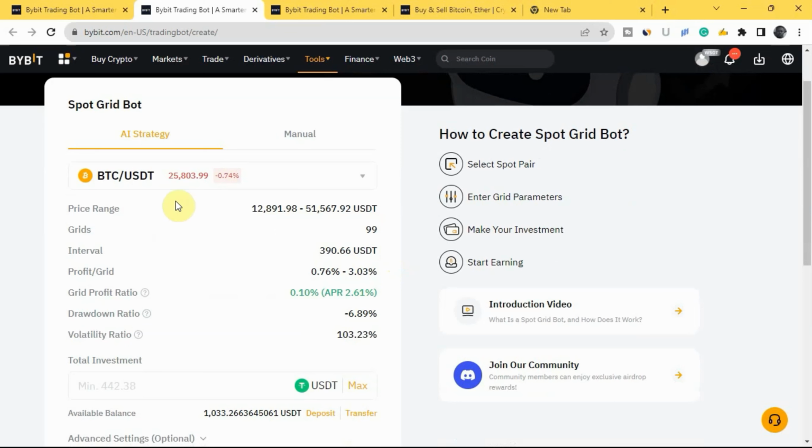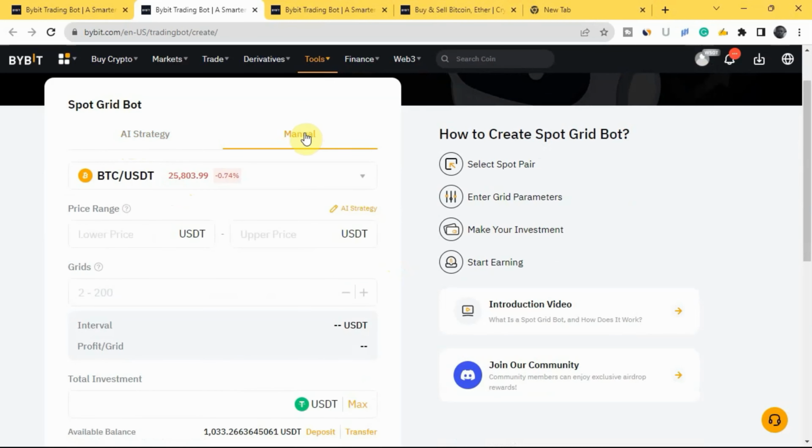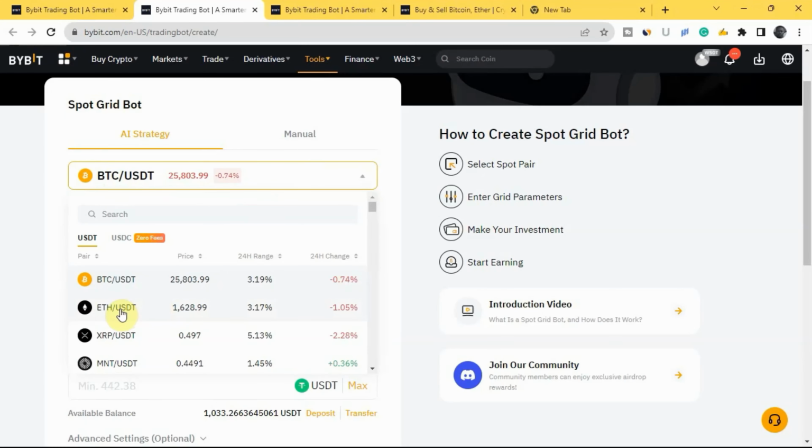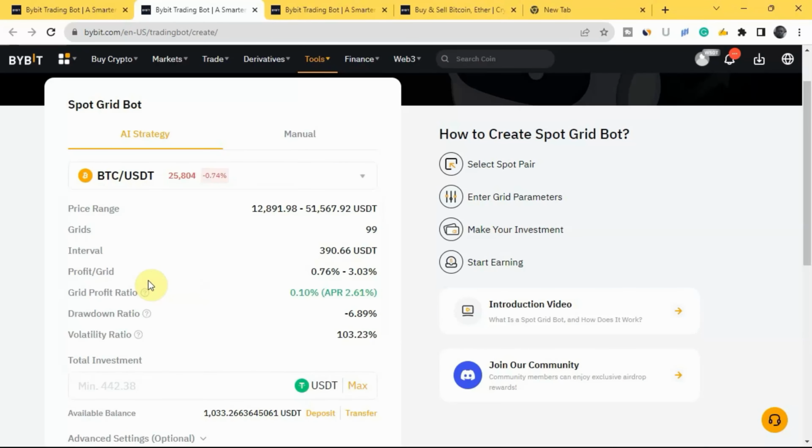Now let me show you how you can set all of these details so you can understand better. Right here on the screen, there are two ways you can set your sports grid bot. You can set it using the AI strategy, or you can set it manually. Using the AI strategy means that it is AI that will set all the details for you. You don't need to set anything. You just need to pick the amount you want to use to trade and the crypto you want to trade. For example, you can pick it where you have BTC USDT. You can change it right here to another crypto, but let's leave it as BTC USDT.